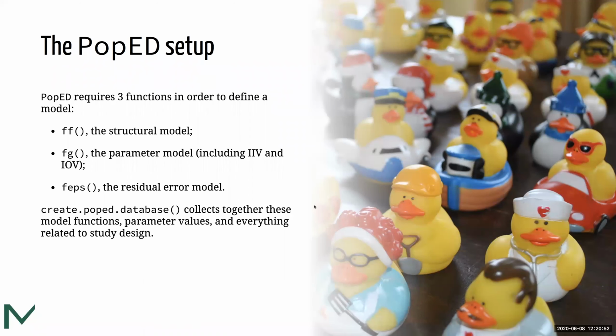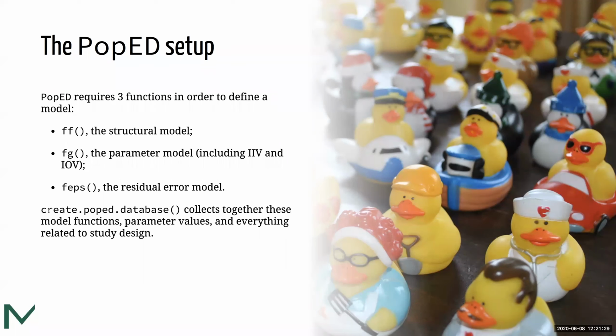So let's get into PopED. To set this up, we need to define our model. And to do that, we need to set up 3 different functions. One to define your structural model. So that would be your equations, basically your ADVAN type equations. Then your parameter model, which describes how the inter-individual and inter-occasion variability, if you have any, work. And then there's a residual error model. So these 3 functions together will define really the same type of thing that you set up in your NONMEM control stream.